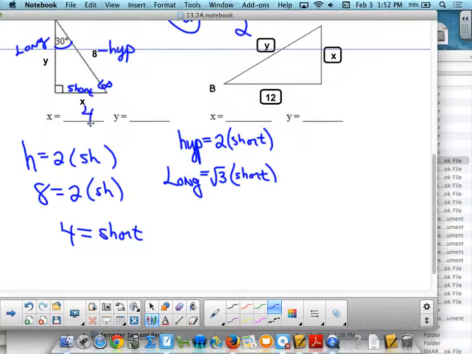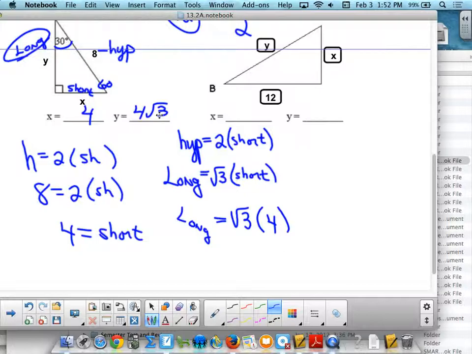Guys, you gotta understand something. I don't expect you to write all this out. I'm trying to show you what to do. If you can take the formulas and crunch them quick, do it. Next, to get the long side. Long is just square root of 3 times the short side. So I would say square root of 3 times what? 4. That's long. 4 square root of 3.